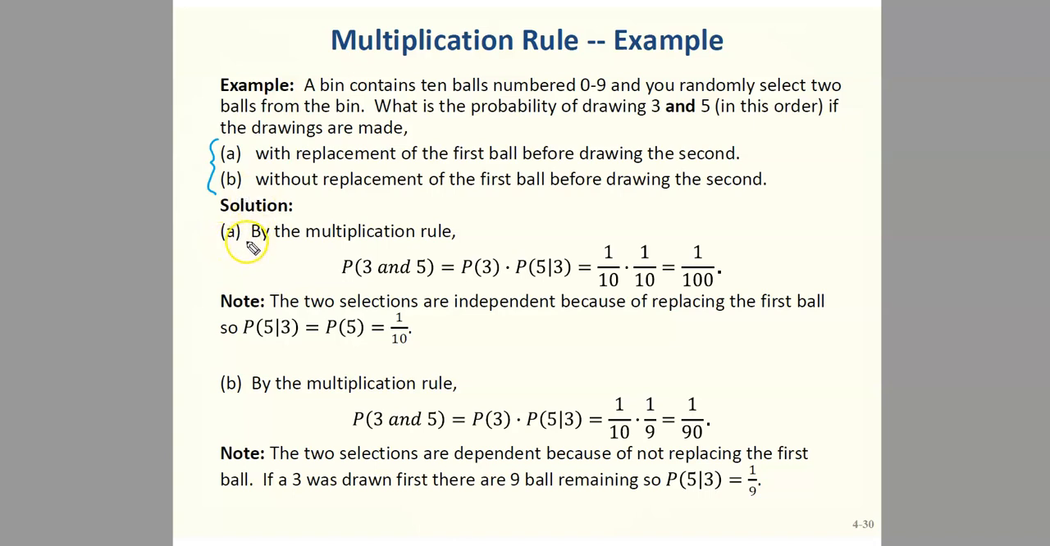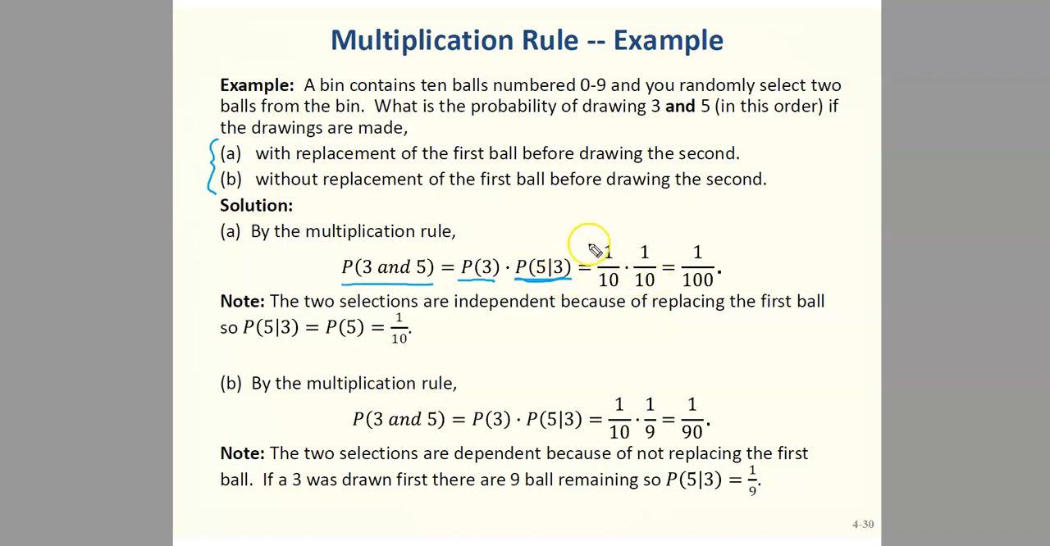So for the first part, part A, the probability of a 3 and a 5 is going to be, by the multiplication rule, probability of a 3 times probability of a 5, given that a 3 was previously drawn. Now the probability of getting a 3 the first time is 1 over 10. And the probability of getting a 5, given that a 3 was previously drawn, is also 1/10.